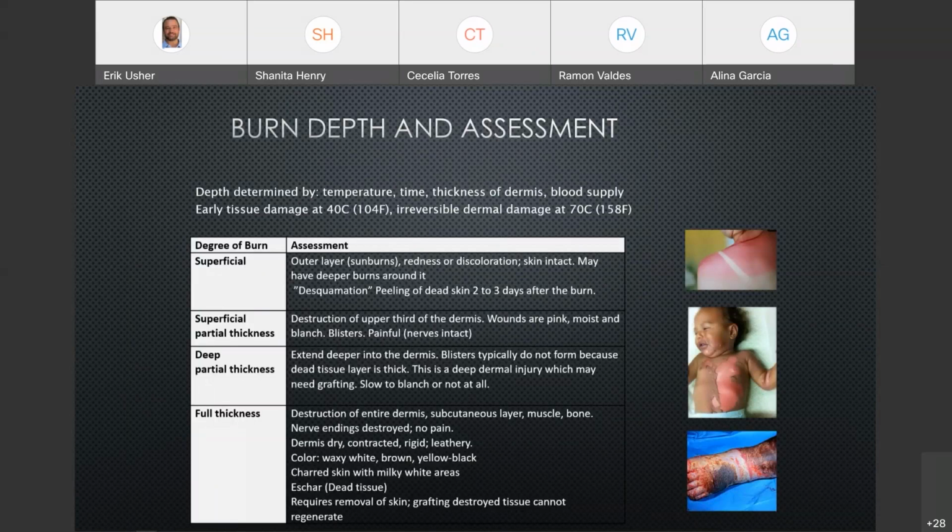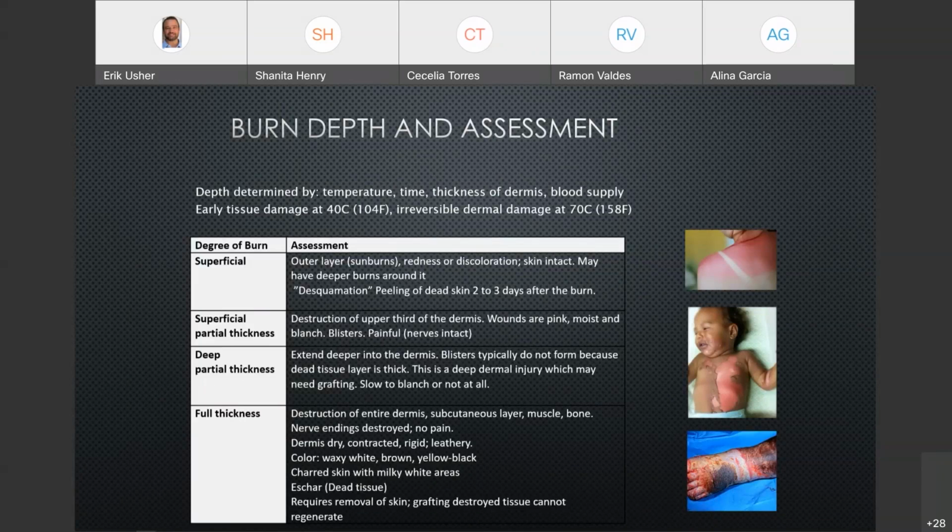So let's talk a little bit about burn depth and assessments. So it's determined by temperature, time, thickness of the dermis, blood supply, early tissue damage at 104 degrees, and irreversible damage at about 158. It's hot. So when we look at it, we have the superficial burns, or what we would classify as those first-degree burns. That's just the outer layer. You think of a sunburn, red and discolored. Skin remains intact, and that's the key differentiator there.